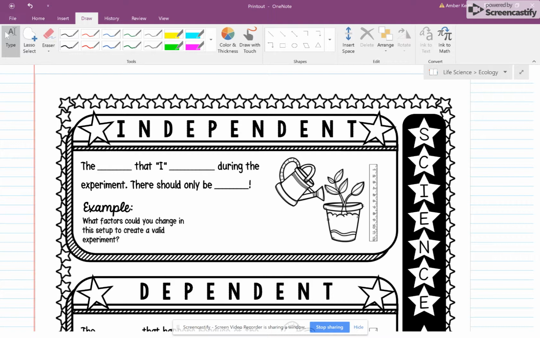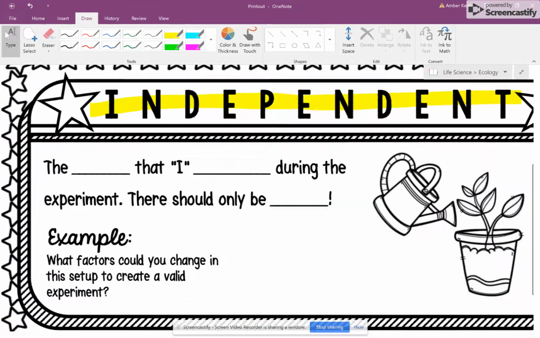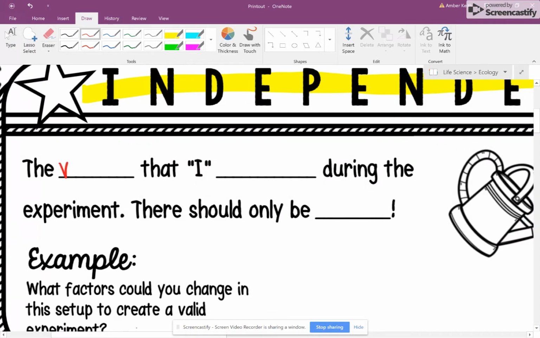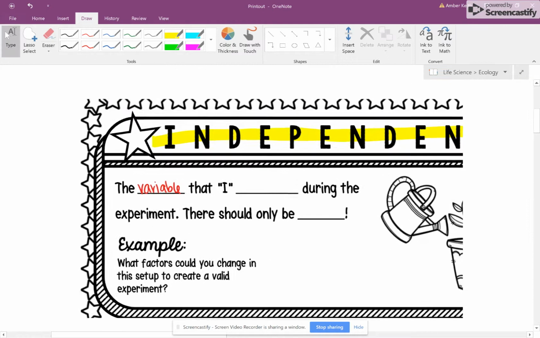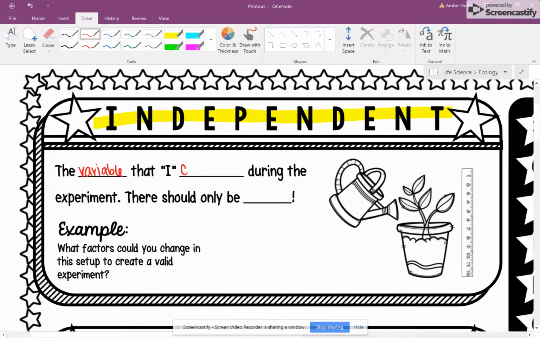The first is our independent variable. The independent variable is the variable that I change during the experiment, and there should only be one.